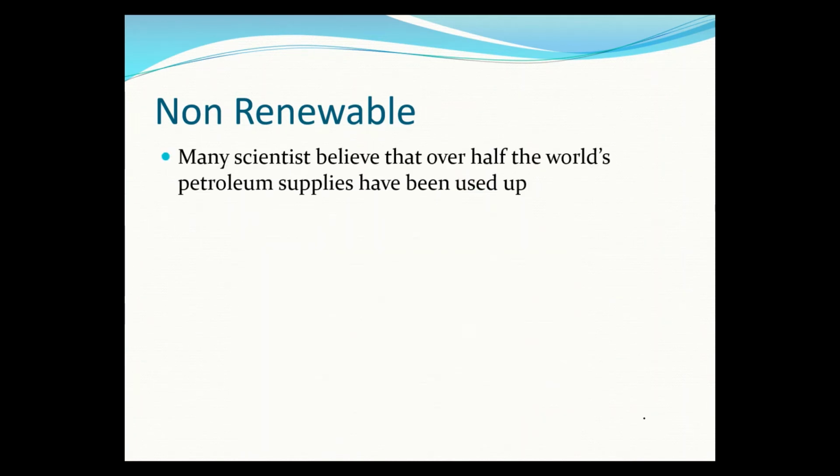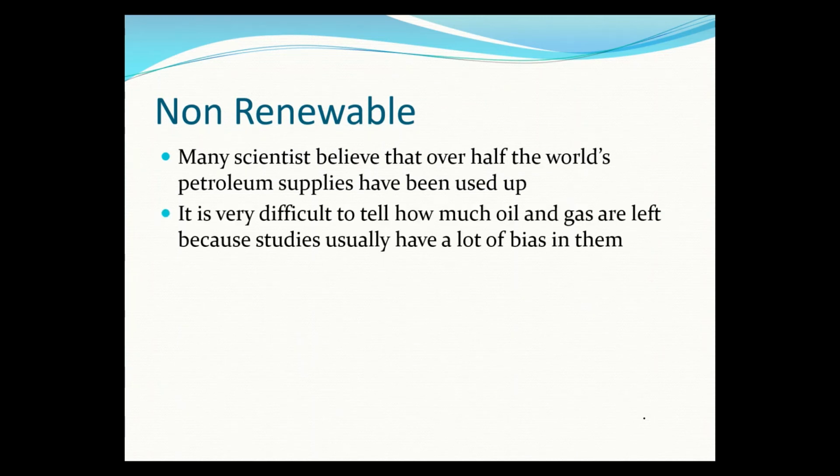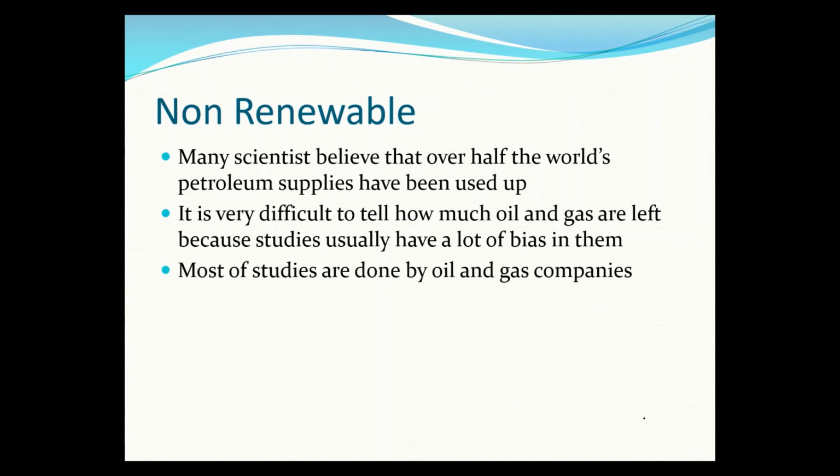So many scientists believe that over half the world's petroleum supplies have been used up, but it's really difficult to tell how much oil and gas are left because the studies usually have a lot of bias in them. They're usually done by the oil and gas companies themselves, and of course they're going to say that, yeah, there's lots of oil and gas left, so that's a problem. And it's also under the ocean, it's in the ground. We don't know where all of it is, so that makes it really difficult to figure out how much we have left.